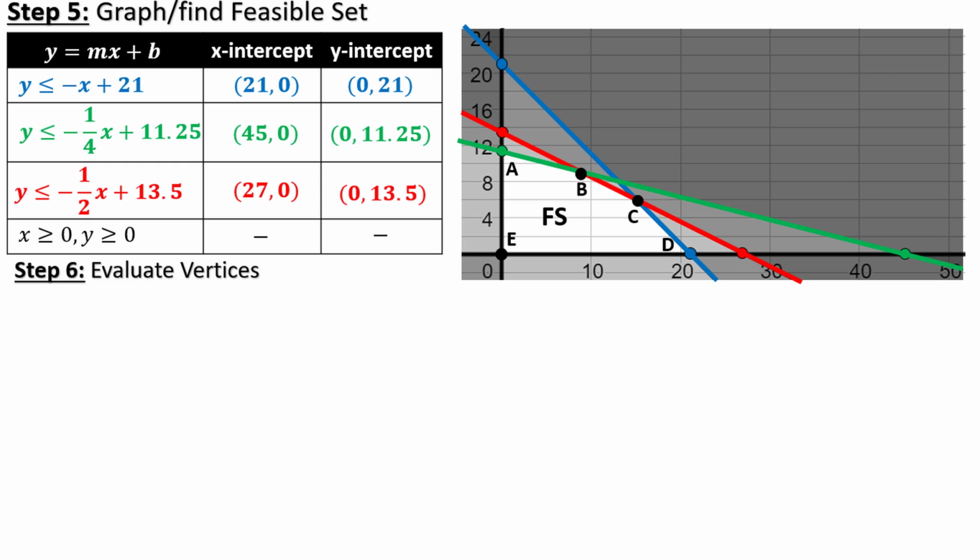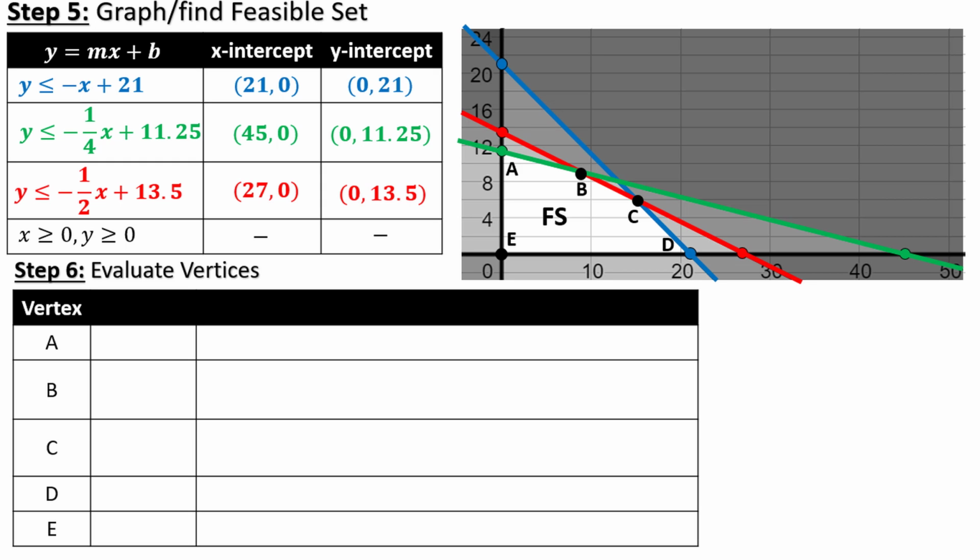which one maximizes profit. Here I make another table, the first column of which has the vertices. We need to figure out what the coordinate points are corresponding to each of the 5 vertices. 3 of the vertices you already know: A, D, and E. A is the y-intercept of the green curve, which is 0, 11.25.